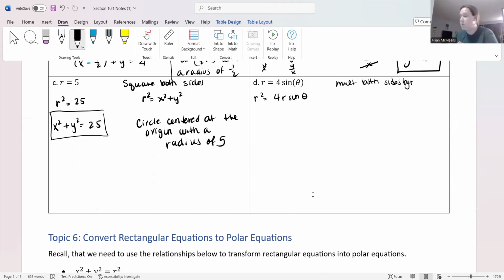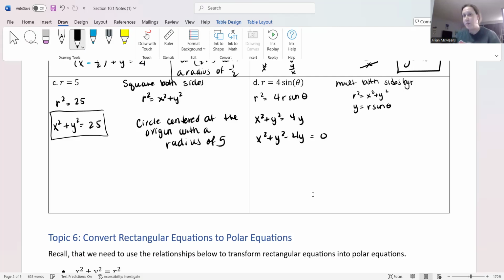So we have two substitutions. Remember, R squared equals X squared plus Y squared, and we know that Y is equal to R sine theta. So let's do those two substitutions. We have X squared plus Y squared equals 4 times just Y. Well, this very much feels like a circle, so let's see what we can do with this. Let's start by setting it equal to 0. In order to do that, we need to subtract 4y.